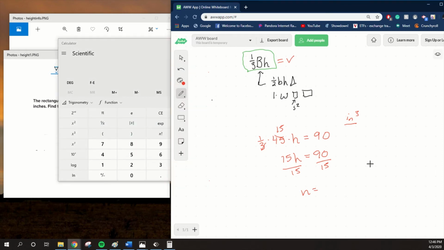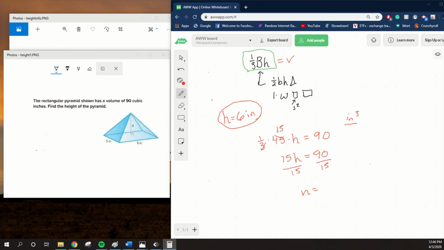So our height is equal to 6, and we're in inches. So that's how we could use the information given to us and manipulate that formula a little bit so that we can go ahead and solve that problem.